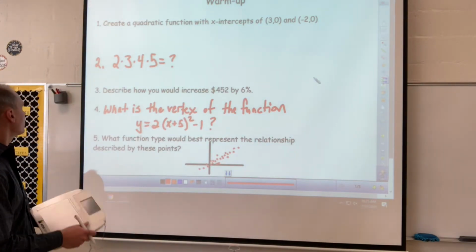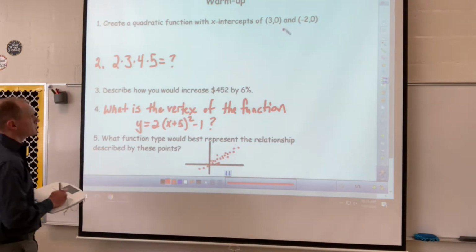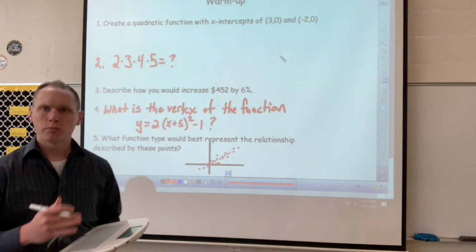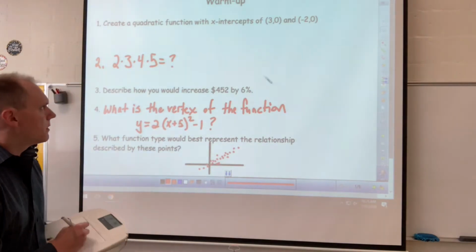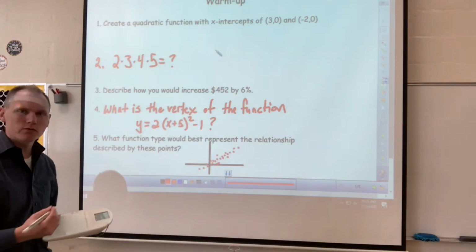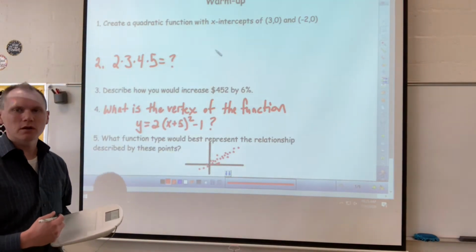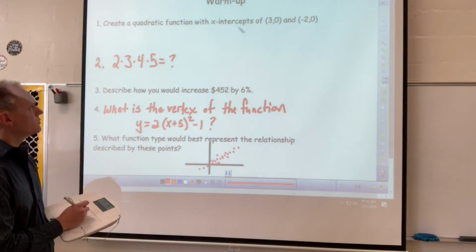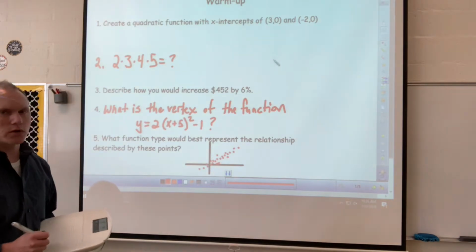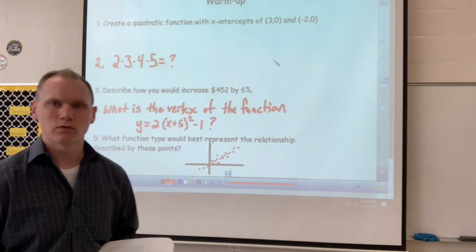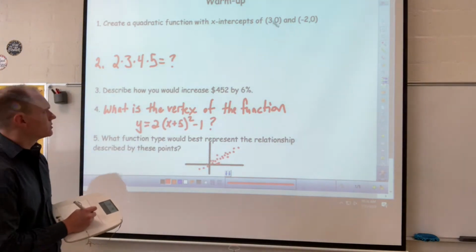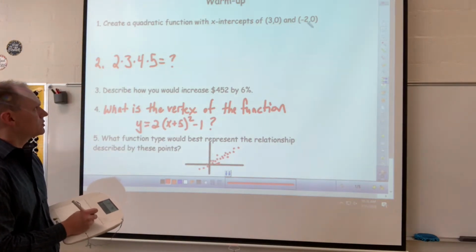Okay, so in number 1 it says create a quadratic function with x-intercepts of (3, 0) and (-2, 0). Again, those are the points where they cross the x-axis. In our last video, we talked about 3 forms of quadratics: standard, factored, and vertex form. One of the ways we can connect characteristics with a quadratic like this is using factored form, because we have the x-intercepts, or the zeros of the function. So the zeros are 3 and negative 2. The x-intercepts are (3, 0) and (-2, 0).